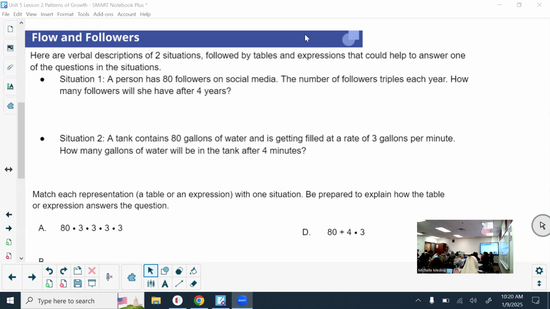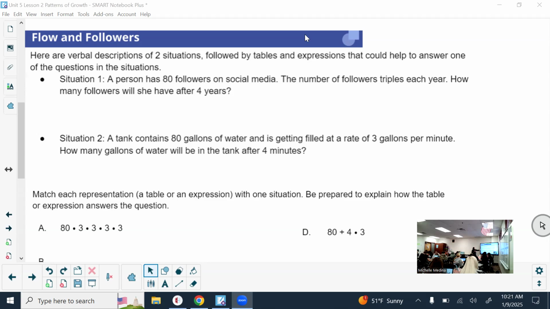So we have 2 situations. Situation 1, a person has 80 followers on social media. The number of followers triples each year. How many followers will she have after 4 years? And situation 2, a tank contains 80 gallons of water, is getting filled at 3 gallons per minute. How many gallons of water would be in this tank at 4 minutes? So we're not actually necessarily answering these, although we probably could. We're just matching each representation to either situation 1 or 2.